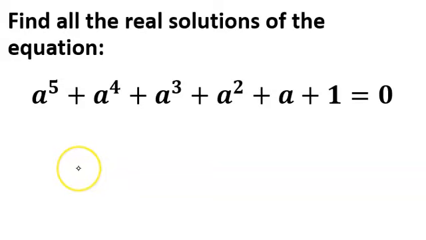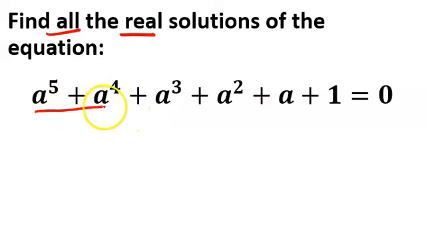Welcome to Otisam Mathematics. In this video, we are to find all the real solutions of the equation below: a to the power 5 plus a to the power 4 plus a to the power 3 plus a to the power 2 plus a plus 1 is equal to 0. Okay, let's see how we are going to solve this.